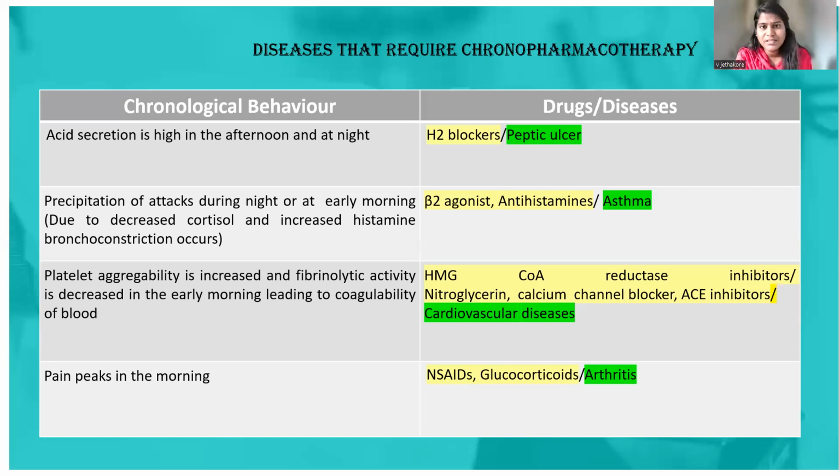And some other diseases like hypertension. There is a sharp rise in blood pressure after waking up, at around 6:45. So the medication should be available during this time. The release of this medication from the dosage form should be designed such that it will be available as per the circadian rhythm of the body.